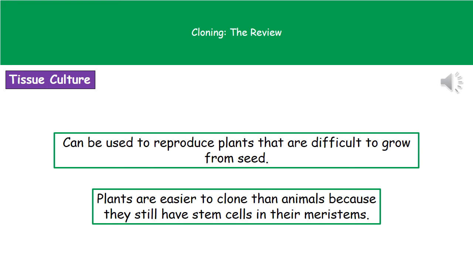Another method we can use with our plants then is tissue culture. So what we can actually do here is by using this tissue culture process, we can reproduce plants that are very difficult to grow from seed. What we need to remember is when we're talking about cloning, it's far easier to clone a plant than an animal. And the main reason behind that is because the plants still have those stem cells in their meristems, whereas animals don't.